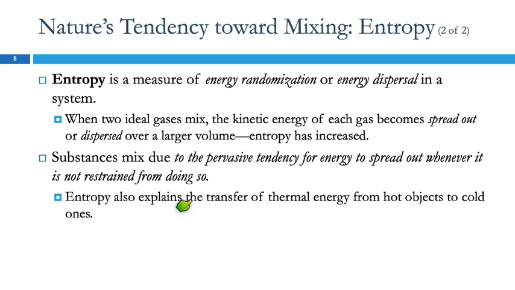Entropy also explains the transfer of thermal energy from hot objects to cold objects. We've learned that heat will move from a hot object to a cold object, but why does it do that? Well, the hot object has more energy, and when it spreads its energy into the cold object, it's dispersing its energy and entropy is increasing.